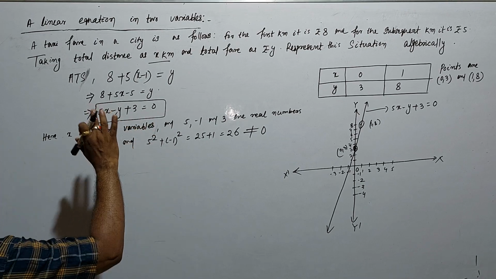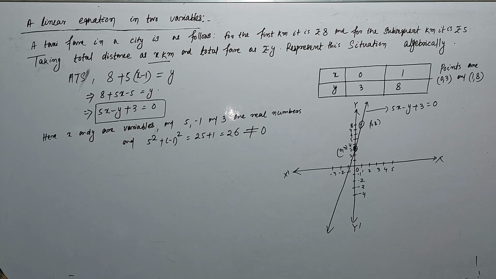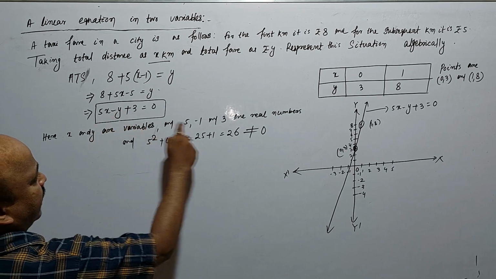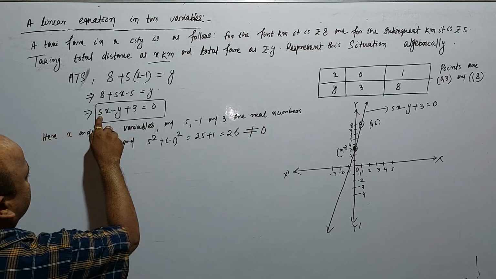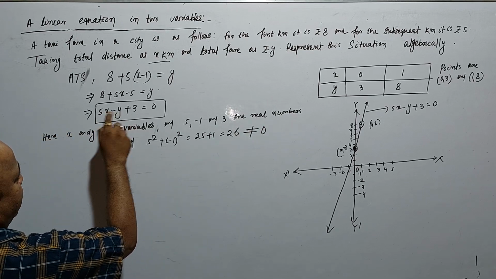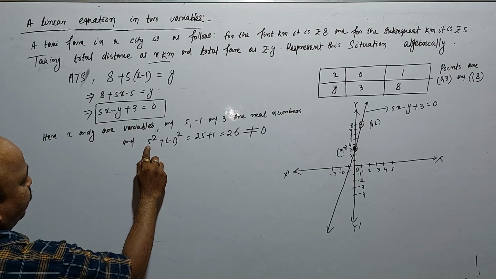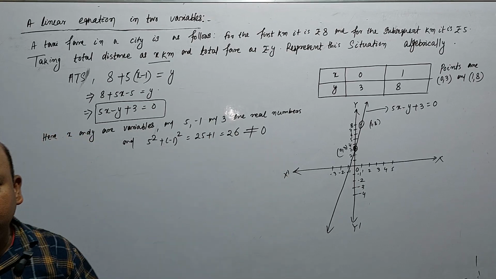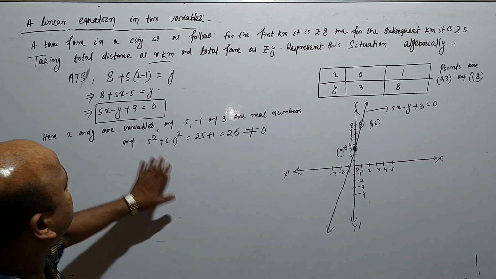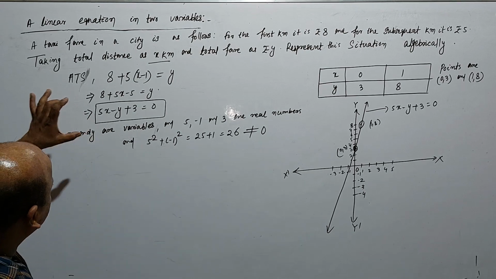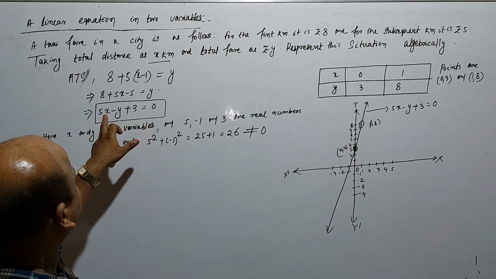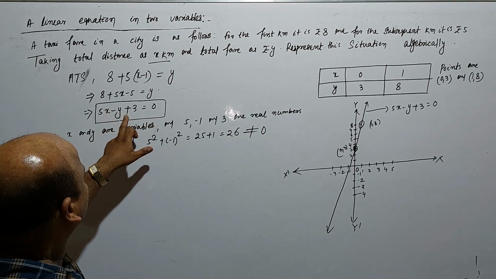So this is a linear equation in 2 variables where x and y are the variables. 5, minus 1 and 3 are real numbers, and the coefficients of x and y are 5 and minus 1, so 5 squared plus minus 1 squared is 26, which is never equal to 0. And what do you get after drawing this equation 5x minus y plus 3 equal to 0 graphically?